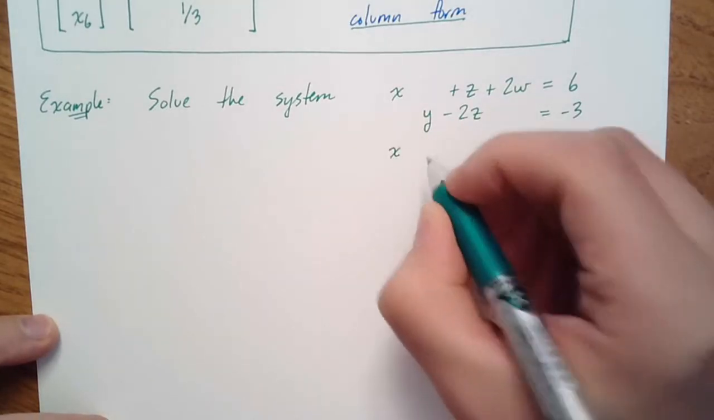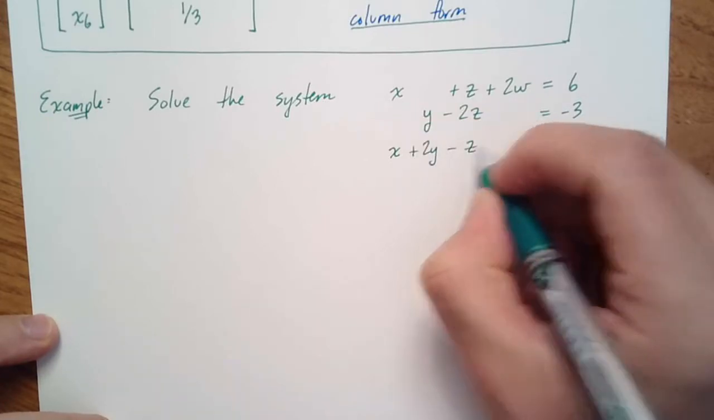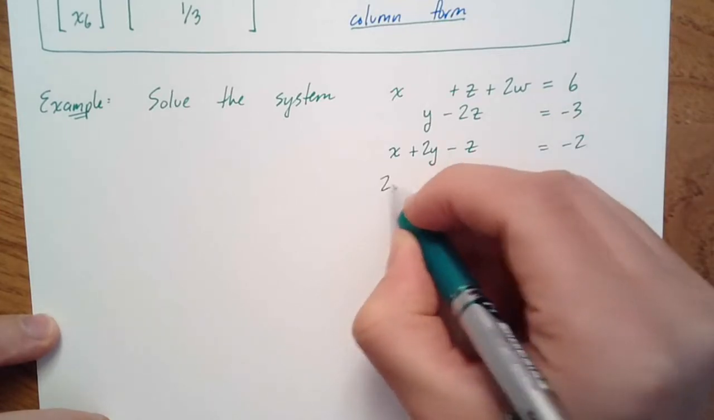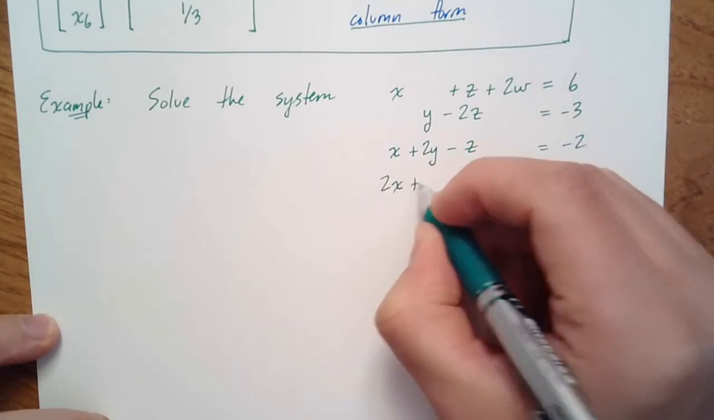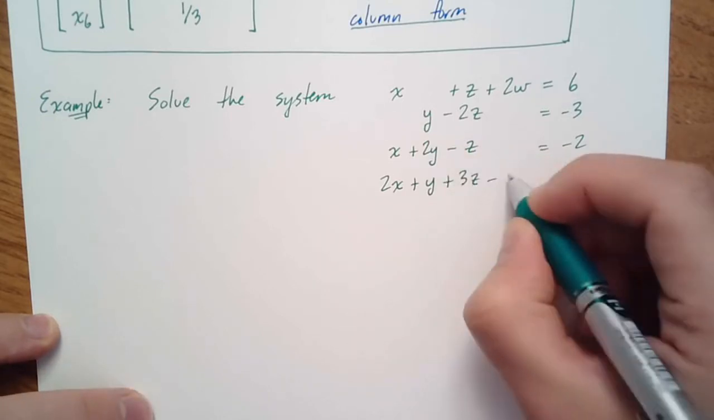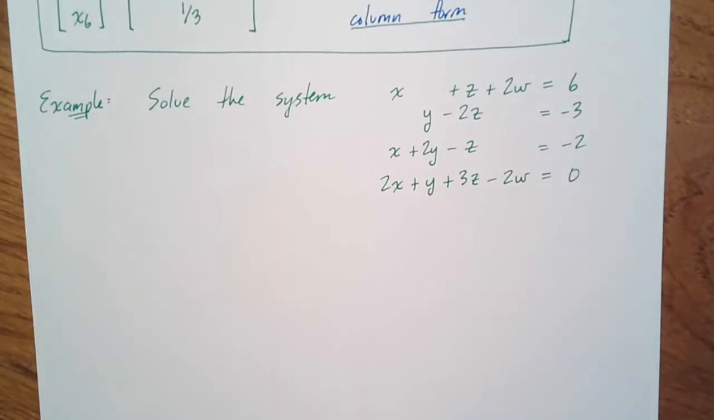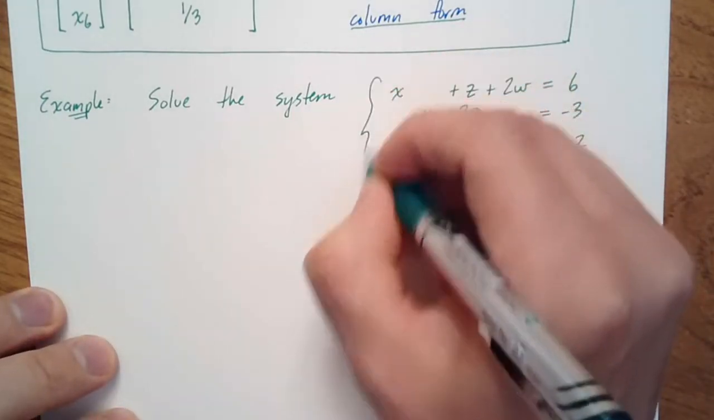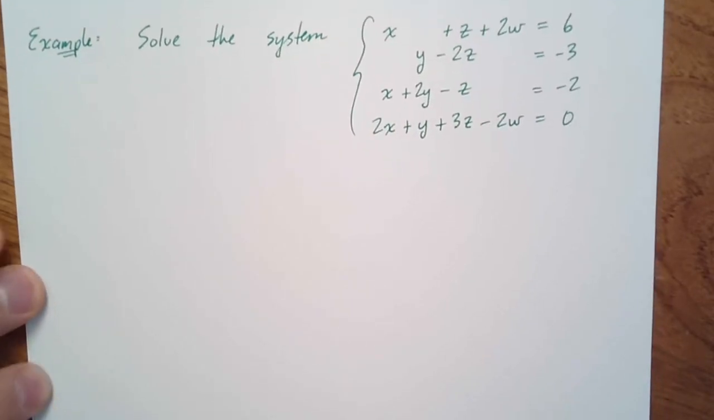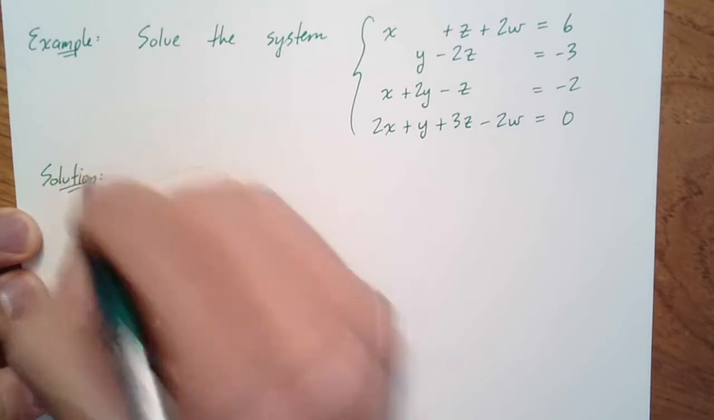So the third equation is x plus 2y minus z is equal to -2. And then the fourth equation is 2x plus y plus 3z minus 2w is equal to 0. So this is our linear system. And we've got 4 equations and 4 variables. We are going to start by writing down the augmented matrix of this linear system.